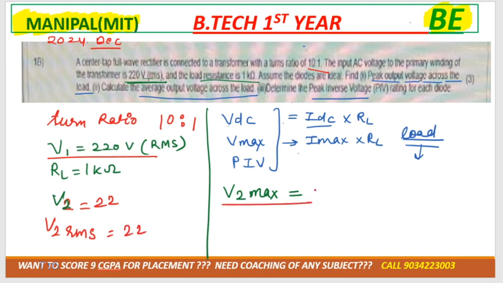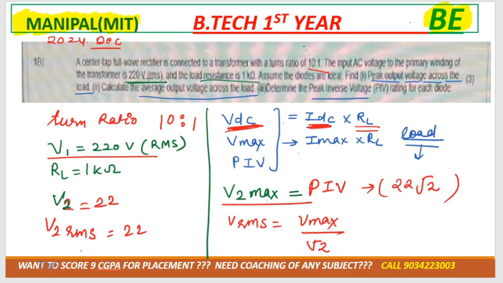Now you need to calculate V2 max. PIV उसके इक्वल होगा मैक्सिमम के. So what is the relationship between the V2 RMS and V2 max? क्या होगा मुझे बताओ? V RMS would be equal to V max by root 2. तो V2 max बताओ मुझे अब क्या हो जाएगा यहाँ से? So for this case VDC is how much? VDC is 2 Vmax by pi. 2 we already know. Vmax is how much? That is जो हमने अभी निकाला है 22 root 2 divided by pi.